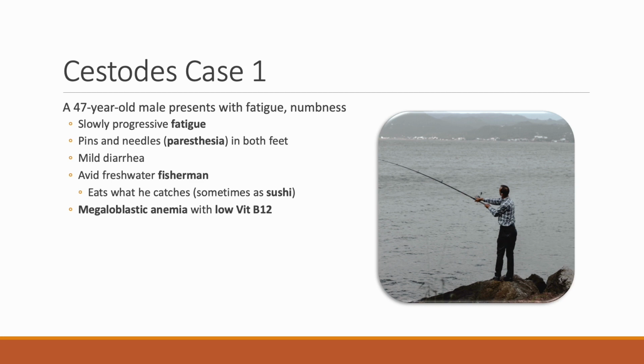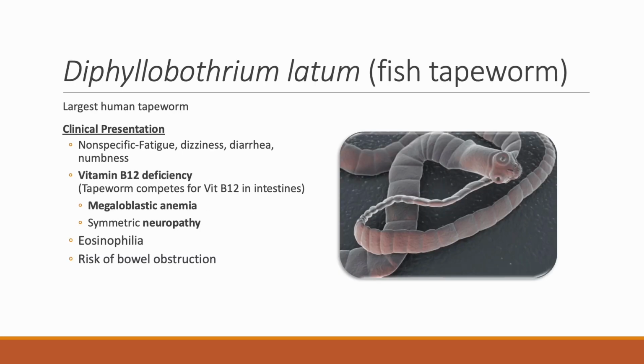Diagnostic evaluation shows a megaloblastic anemia with low vitamin B12. This patient has Diphyllobothrium latum. Diphyllobothrium latum, also known as fish tapeworm, is the largest human tapeworm. Patients may present with nonspecific symptoms of fatigue, dizziness, diarrhea, and numbness.